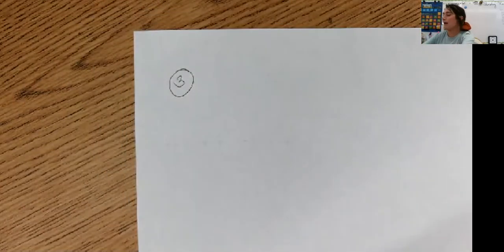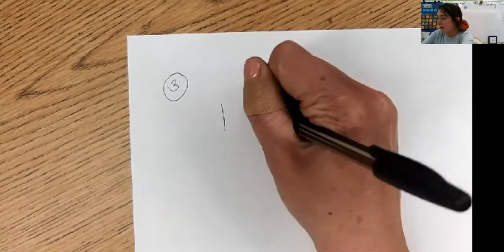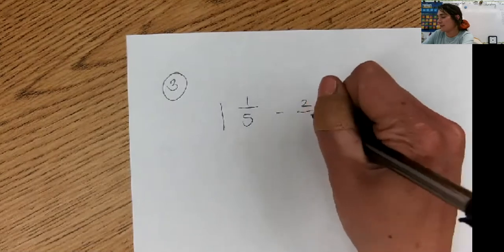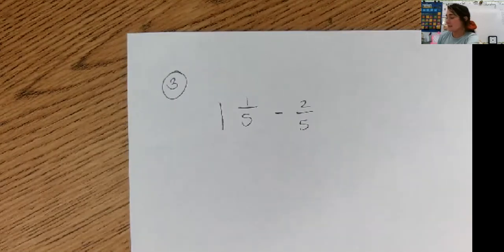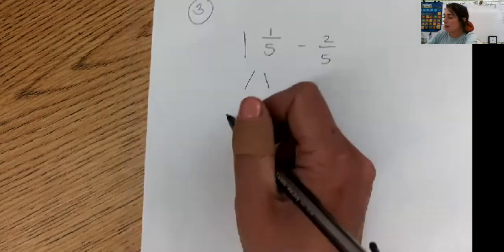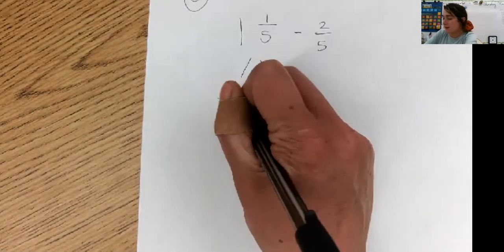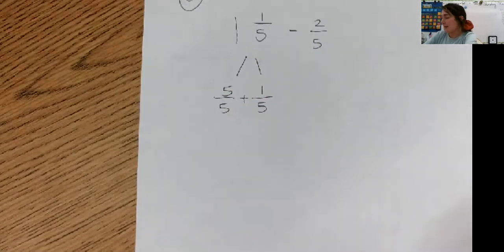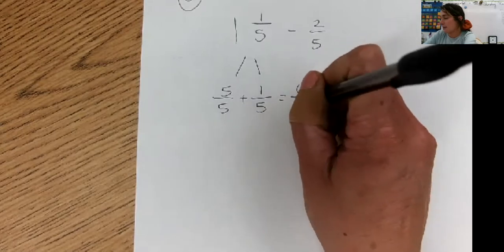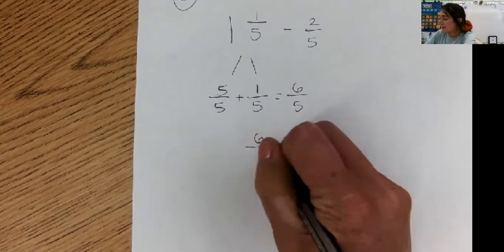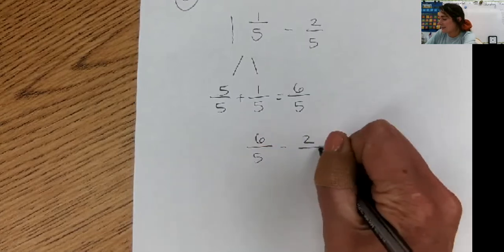On the back, I have a little bit more room. I'm going to do the last problem. So we have 1 and 1/5, and I'm going to subtract 2/5. Well, to make this easier on myself, I'm going to do that number bond from Monday. So 1 is actually equal to 5/5, and I have this 1/5 left over. I'm going to add it, so I now have an improper fraction. I have 6/5. So 6/5 minus 2/5.